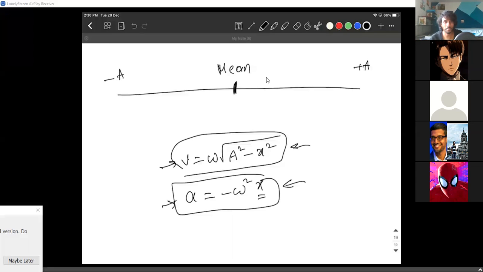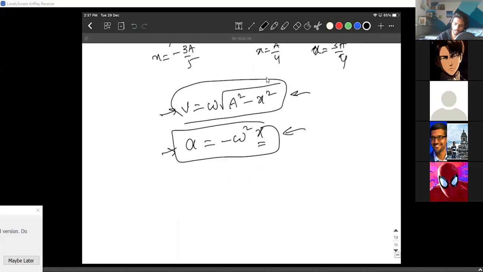Let me just give you some positions. x equals a by 4, x equals 3a by 4, and x equals minus 3a by 5. I want the speeds and accelerations at these specific points. Can you people tell me all the values, please? Be quick and give me the speeds and accelerations.